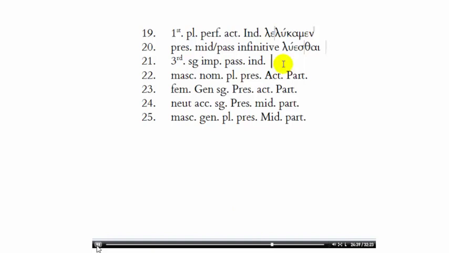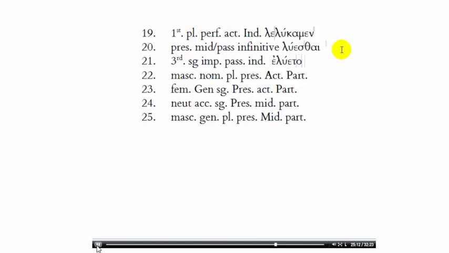Third singular imperfect passive indicative. Well, again, the imperfect always starts with the first principal part. What happens? You get an augment and a secondary ending. What secondary ending? Well, for the third singular imperfect passive indicative, you want secondary endings: men, so, to, metha, sthe, onto. So to would be the one you want. So eluueto, like that.